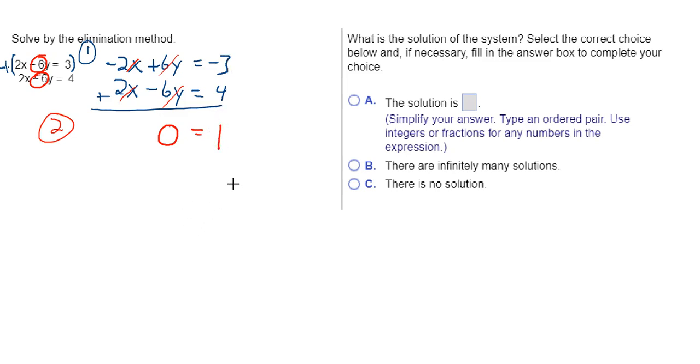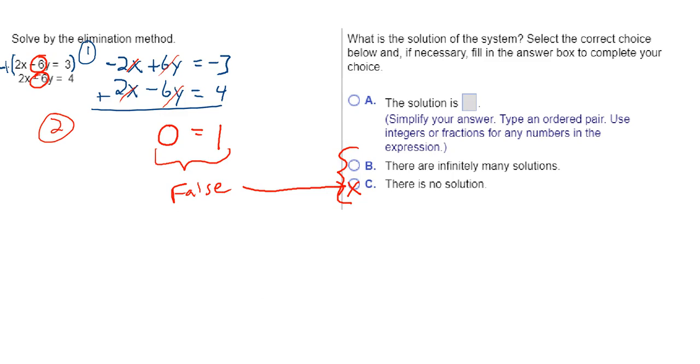We don't get 0 again. We get something other than 0. So we're in the same boat we were a couple of examples ago, that all of our variables disappeared, which means it's a special case. It's going to be one of these two answers. And this time, the result came out false. The variables disappeared, and we got something that was false, which means this system of equations has no solution at all. All right.